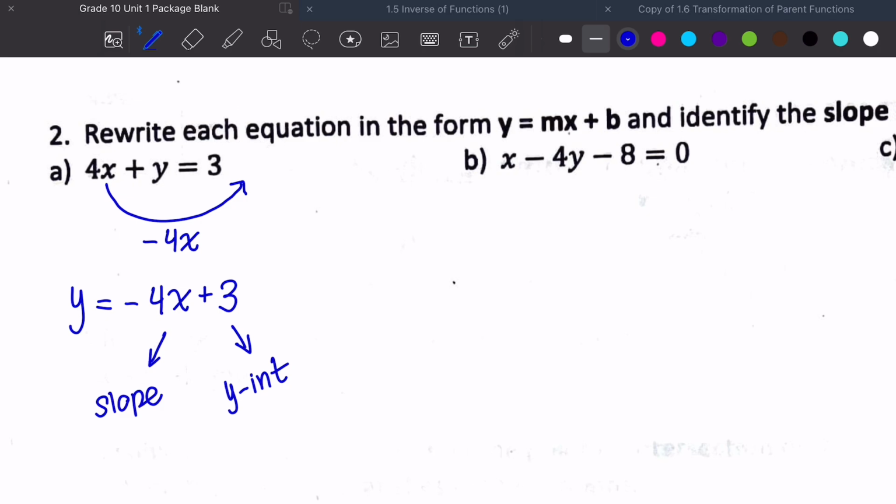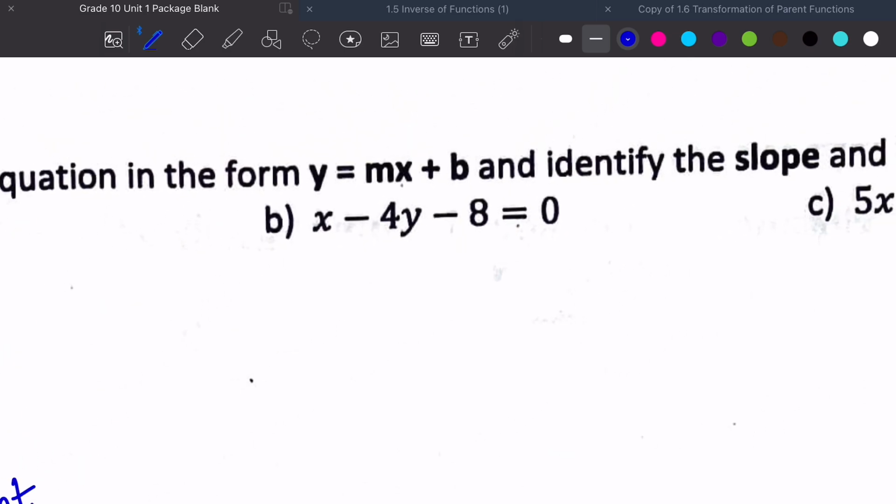What about this one? How am I going to get y by itself? What's the first thing that I can do or move? Plus 4y. Okay, so you're saying move the y. Okay, I like that. So x minus 8 stays, but 4y is going to move to the other side. So this is going to become plus 4y.